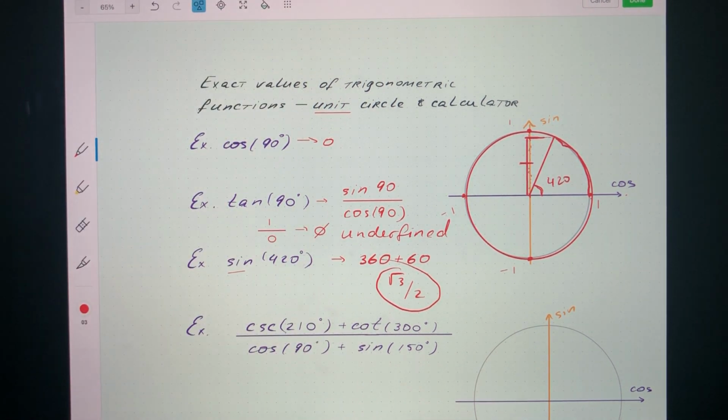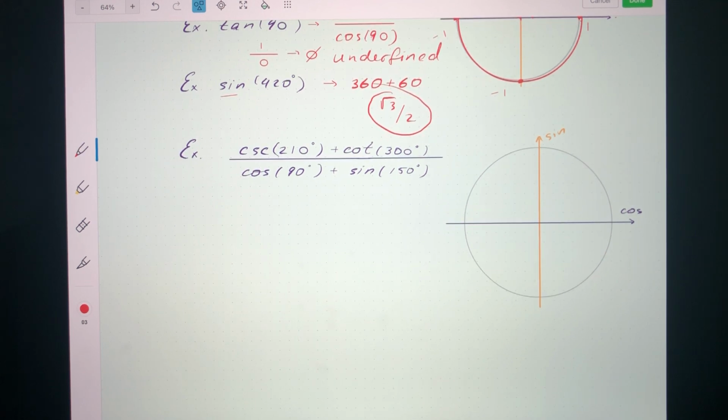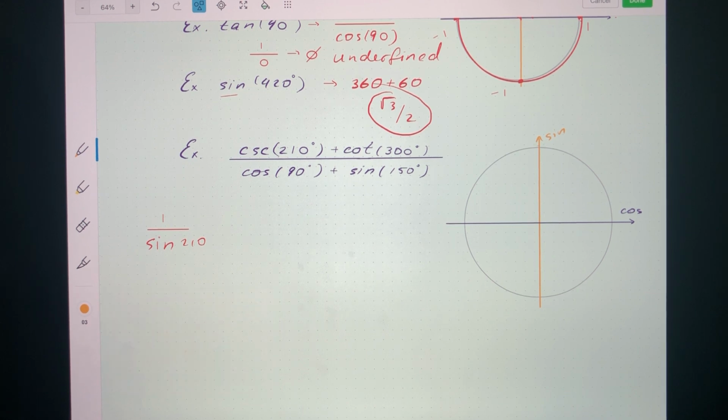Now the next example is many functions of different angles all together, and we will use the unit circle to compute that and simplify. So first of all, cosecant is the same as 1 divided by sine. So what is 1 divided by sine of 210 degrees? So 210 degrees is going to be, let's see, 90 degrees plus another 90 is 180. 180 plus 30 will make 210.